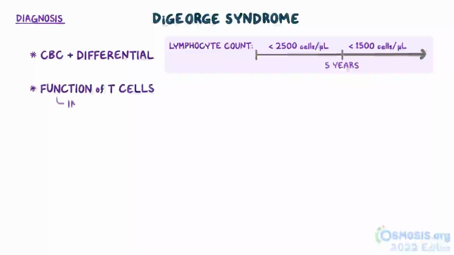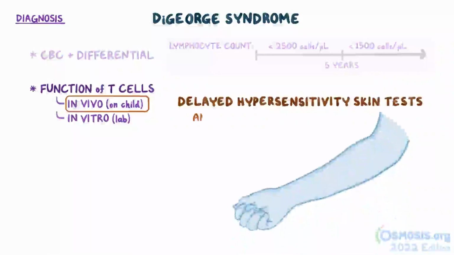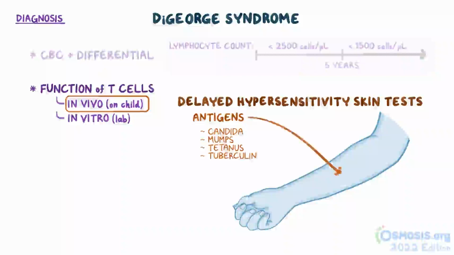This can be done both in vivo, meaning on the child, or in vitro, meaning in the lab. In vivo studies include delayed hypersensitivity skin tests to antigens like Candida, mumps, tetanus, or tuberculin that most people have been exposed to at one time in their lives. The process involves injecting a few antigen drops under the skin, usually on the forearm. The site is then observed for 72 hours for a raised red area signifying normally functioning T cells.